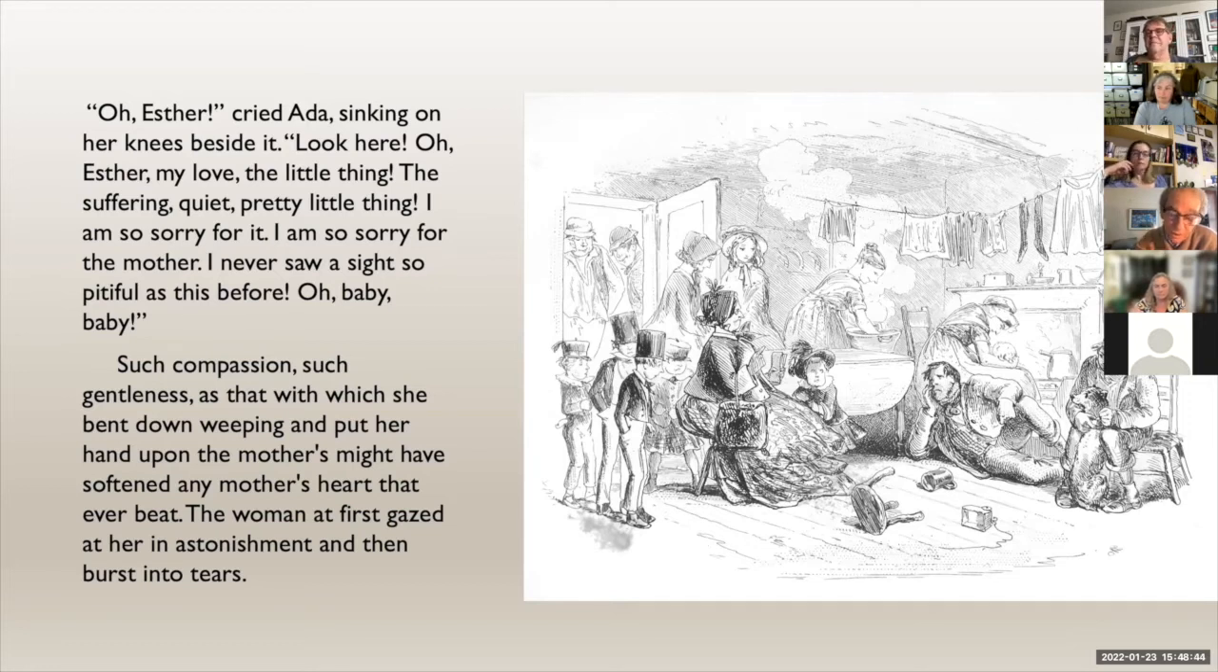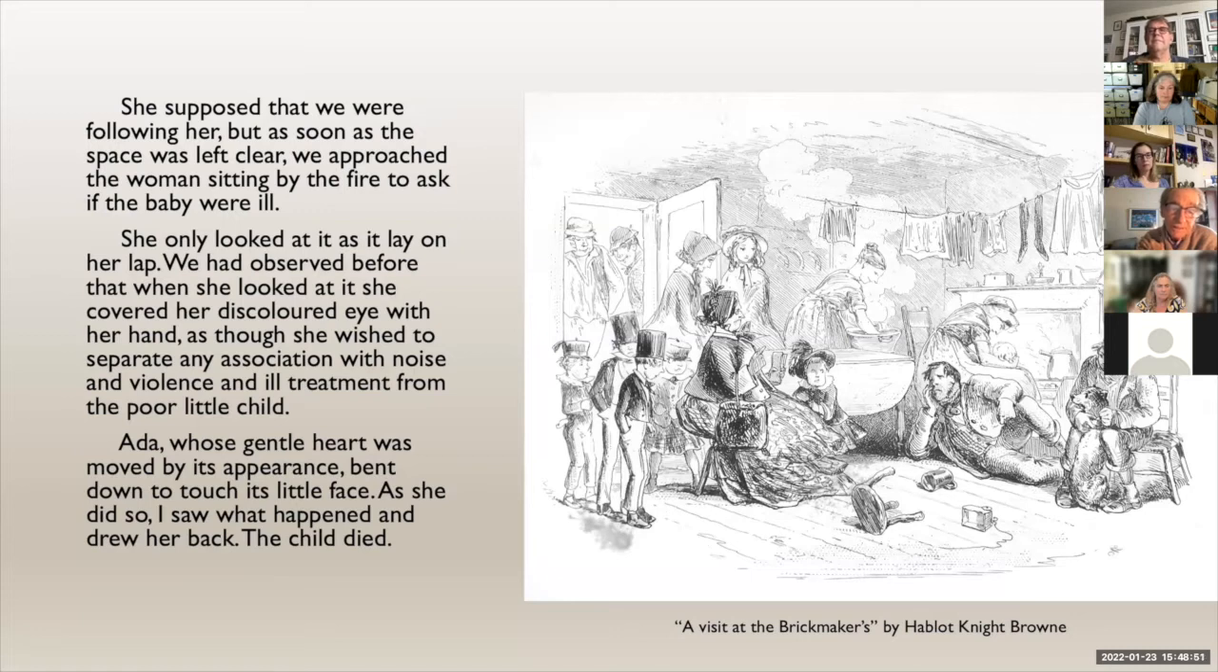The key sentence, go back one more slide, please. The third paragraph: "As she did so, as Ada bent down to touch its face, Esther sees what happened and drew her back. The child died." That's a sentence that I think is key to understanding the entire novel. Esther here is witnessing the death of an infant. In symbolic terms, this is Esther witnessing her own death in the form of the death of a child. Her feeling is, that's me.